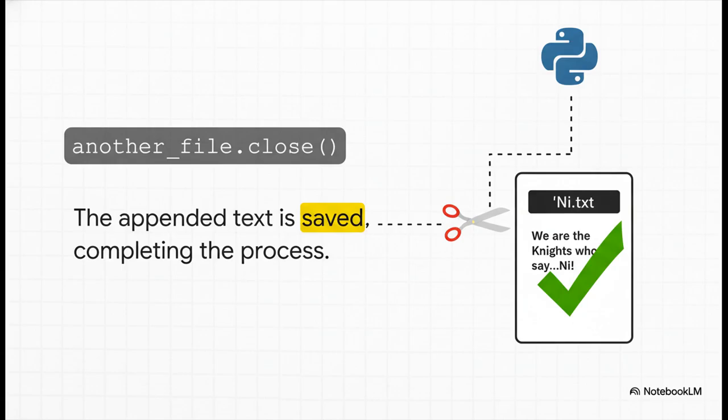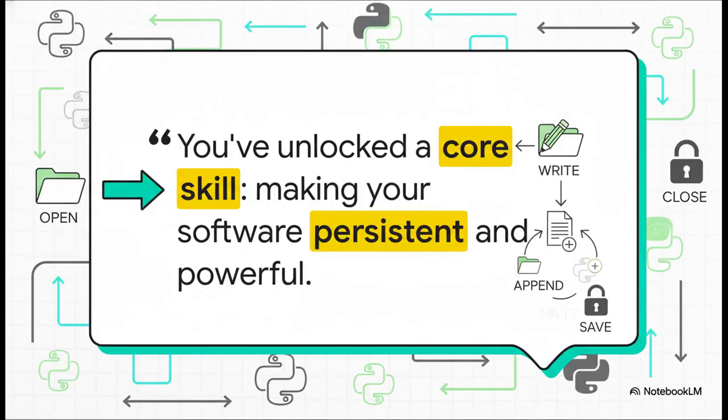So now that ni.txt file is sitting there on the disk with both pieces of text safely stored together, ready for us to read later. And there you have it, the whole cycle, start to finish. Open, write, close, then open again, append, and close.